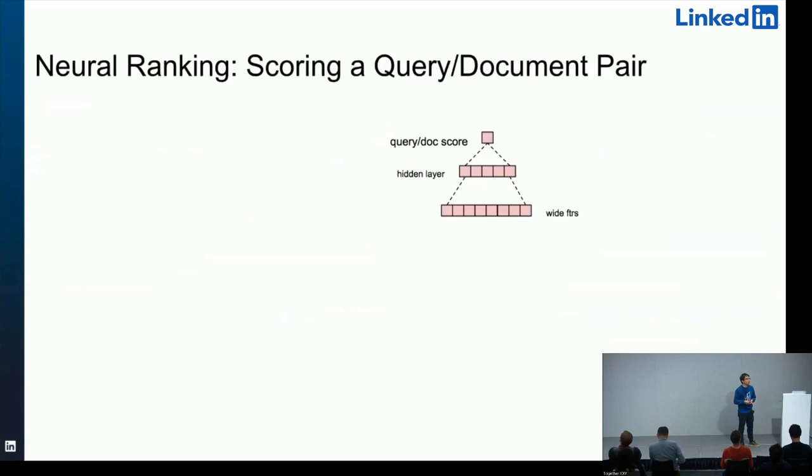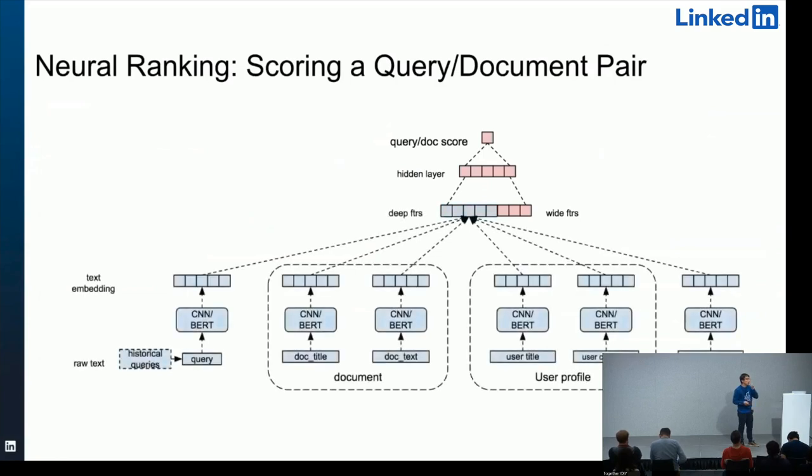The kinds of features are like cosine similarity or TF-IDF, and Jaccard similarity between the query and document title. And what we can do is, for any text data, we can apply CNN or even BERT on it to get a text embedding. So we have applied it to the queries, to the documents, and to the searcher's profile, which serves as personalization. And based on that, we generate a lot of deep features. Concatenated with the white features, we can get a more meaningful query document score.